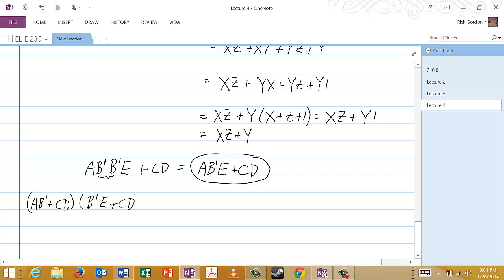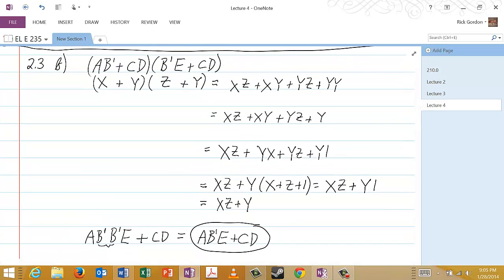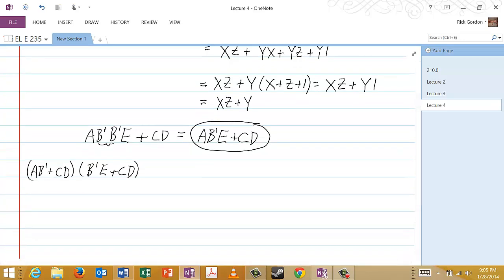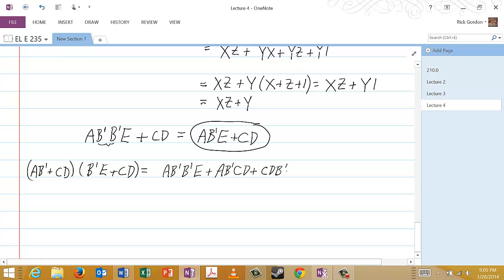And now I want to do the same problem, but this time I'm not going to do this business of substituting X and Y and Z. I'm just going to go ahead and do it directly and make sure we come up with the same answer. This is probably more likely how you would have done it, since I assume most of you are doing this for the first time. So when we multiply everything out here, we'll get AB prime E, or AB prime CD, or CD B prime E, or CD CD.